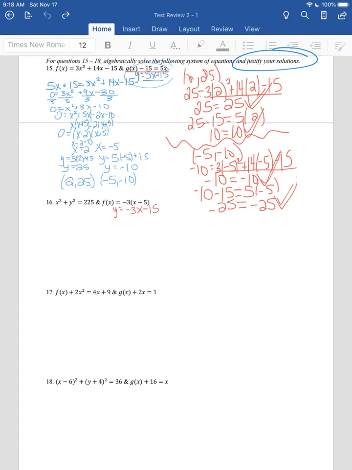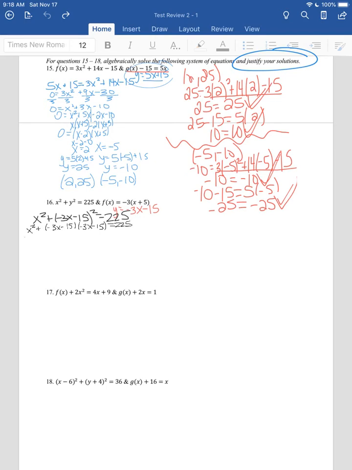So this is now x squared plus (negative 3x minus 15) squared equals 225. This is important. You have to rewrite (negative 3x minus 15) squared out twice, please. So this is (negative 3x minus 15)(negative 3x minus 15). You have to double distribute. And don't forget it equals 225, not equals 0.